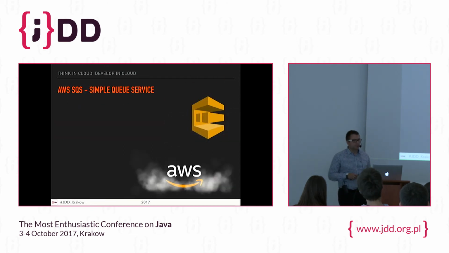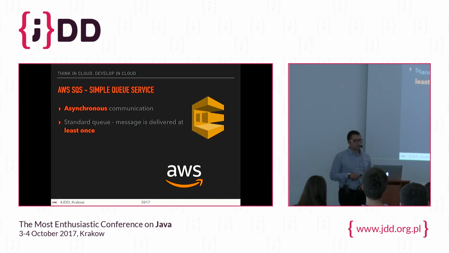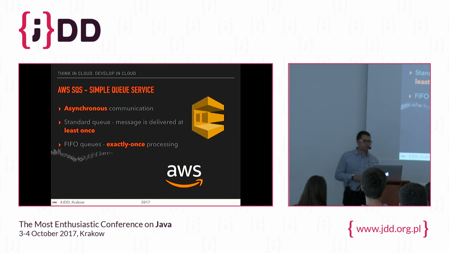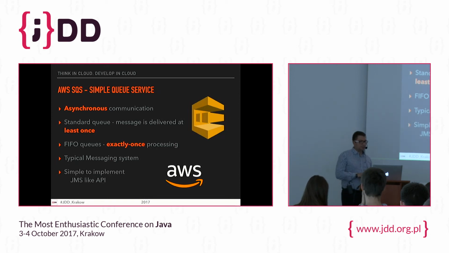Simple Queue Service is an asynchronous communication service. It can work in two different ways. As a standard queue, the delivery will be done at least once, which means it can be one or more. And there are FIFO queues, where we have exactly one invocation. It's a typical messaging service, very easy to implement on our side, very easy to put data in there, and it's like the JMS API.